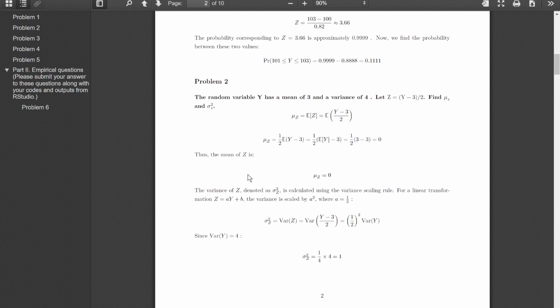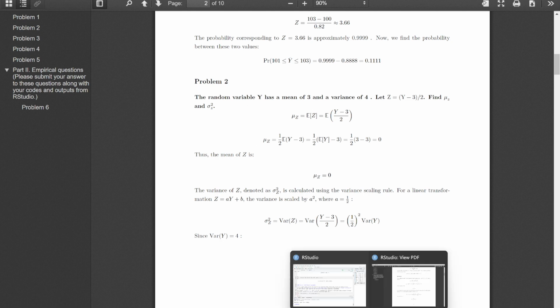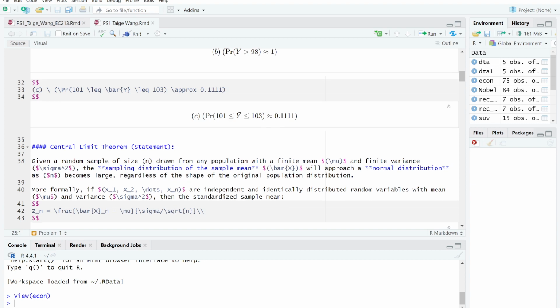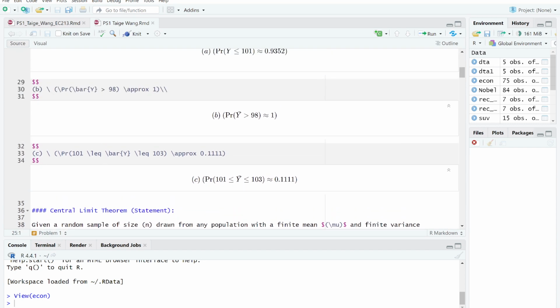I like this one. You can design this problem too. Here, everything's in LaTeX. You use two dollar signs and write something in between. Here you have PR for probability, and use bar y, written as backslash bar y, and this less than or equal to is backslash leq, and this is approximate, right?